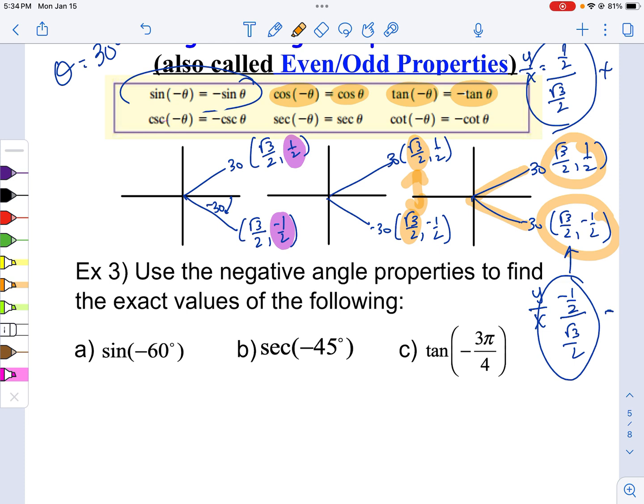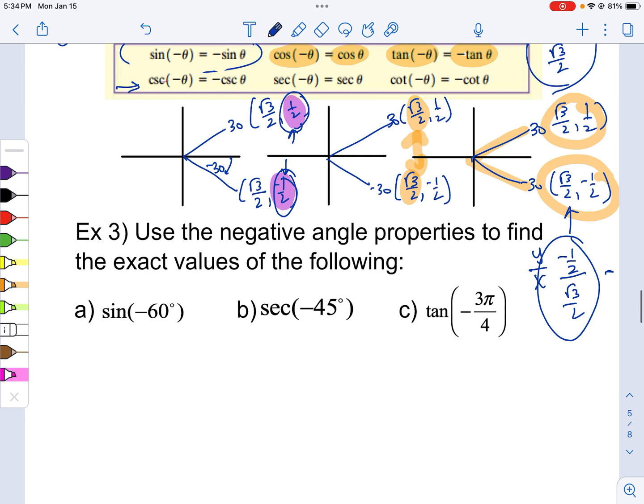Okay, now the nice thing is if it works for sine, it also works for cosecant, right? Because we're still talking about those same fractions. I'm just going to do the reciprocal, so this would be positive 2, and this would be negative 2. So the numbers are the same, the only difference is the signs. Same thing works for secant and for cotangent.